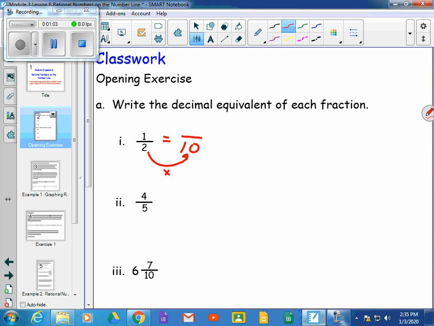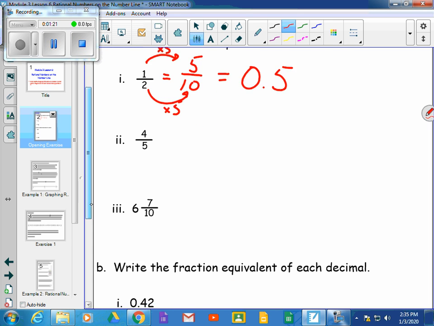Since I multiplied that by 5, that by 5, I get 1/2 is equal to 5/10. Then I can change that into a decimal by putting a 5 in the tenths place. So 1/2 is equivalent to 0.5. 4/5, remember we can change it to something over tenths. That would be multiplying that by 2, multiply that by 2, makes it 8/10. So we write that as a decimal by putting 8 in the tenths place.